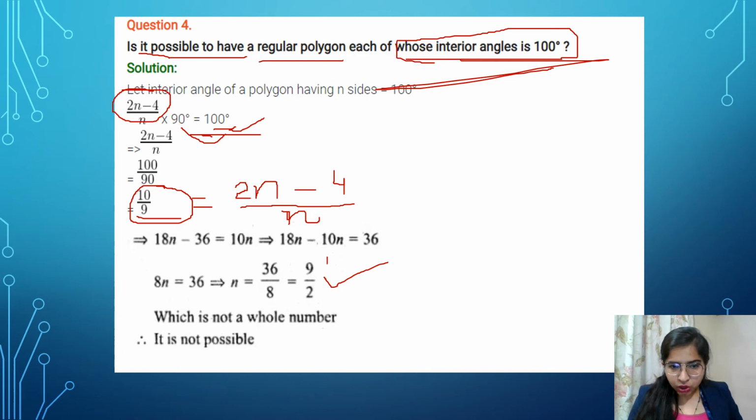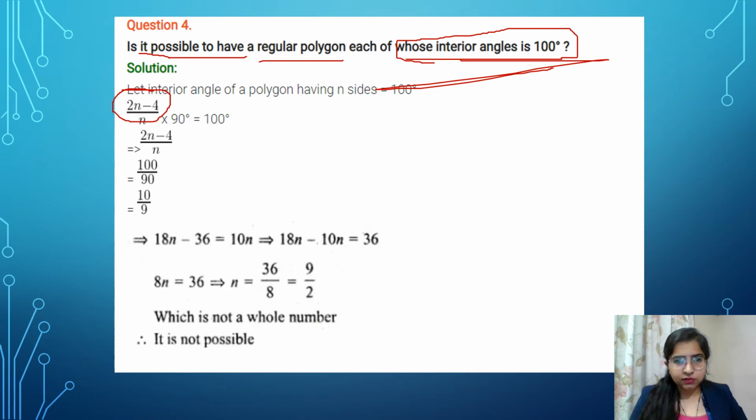9 by 2 is not a whole number, my dear. So this is not a whole number. So it is not possible to have a regular polygon each of whose interior angles is 100 degrees. Clear? Let's clear this slide first of all. Clean this slide, then we will go to the next one.